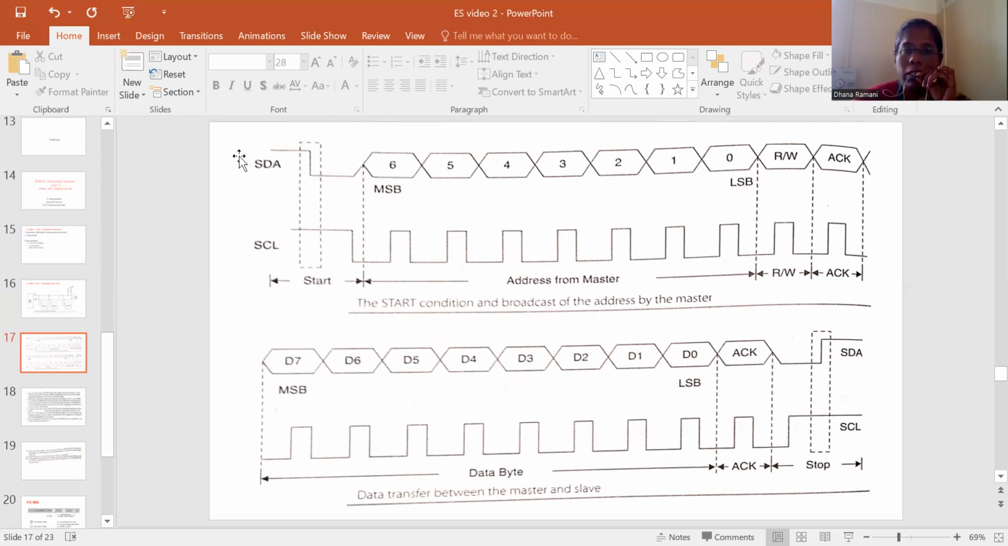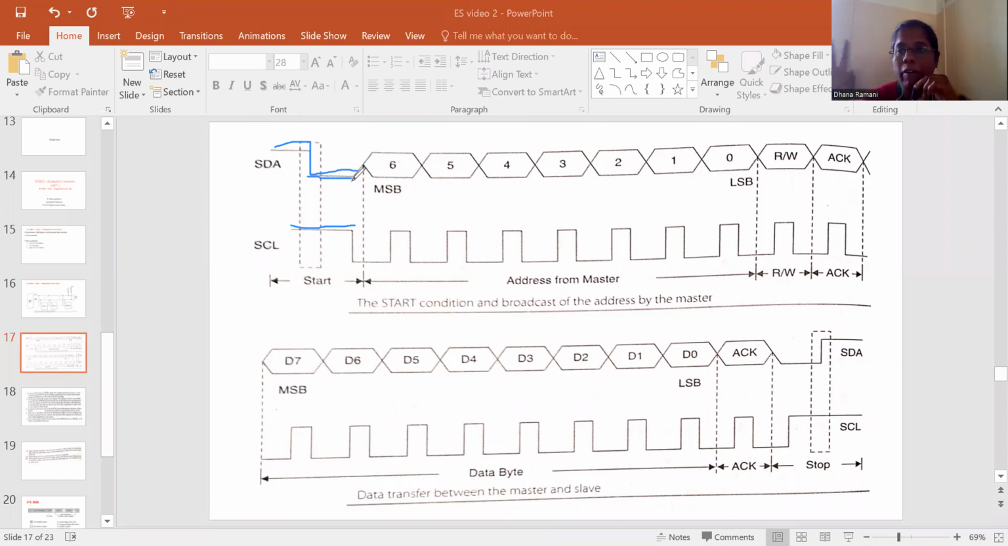So the first point is, whenever the master wants to initiate a communication, it will make this STA line low. Let me take the pen. So whenever the master wants to initiate a communication, it will make this STA line low. Once the master makes the STA line low, it means that it is initiating the communication. After this, when the STA line is made low, all the slaves will come to attention and they will listen to the master.